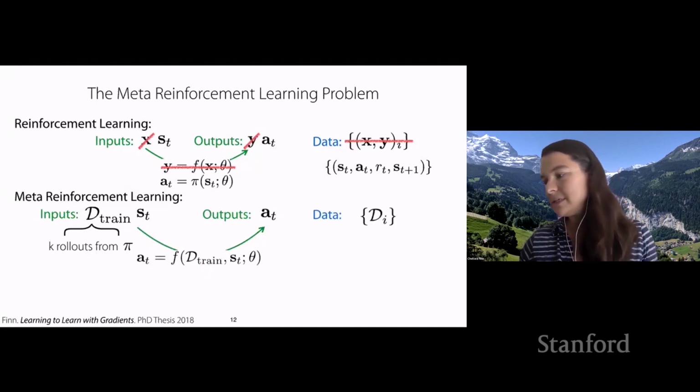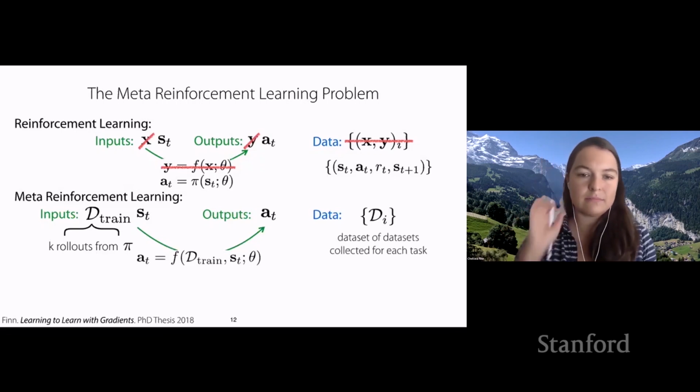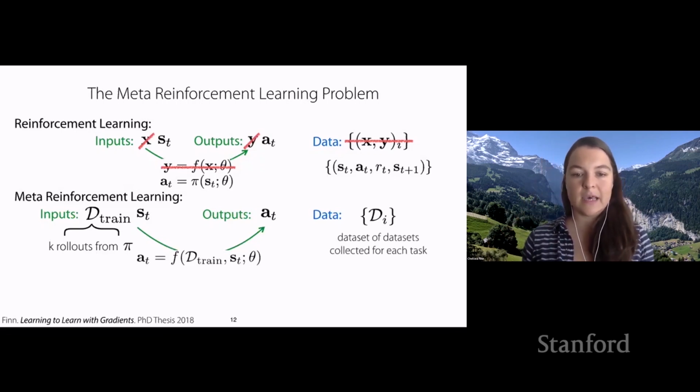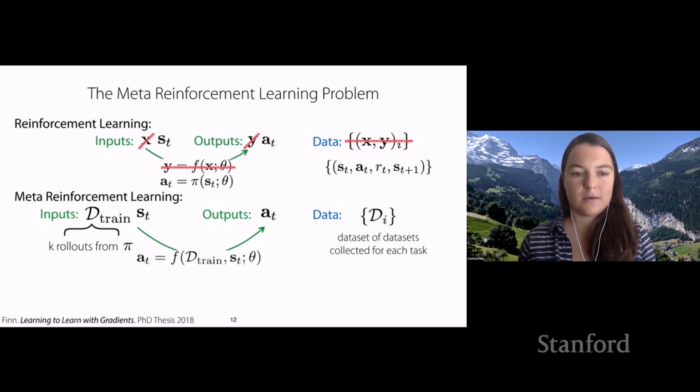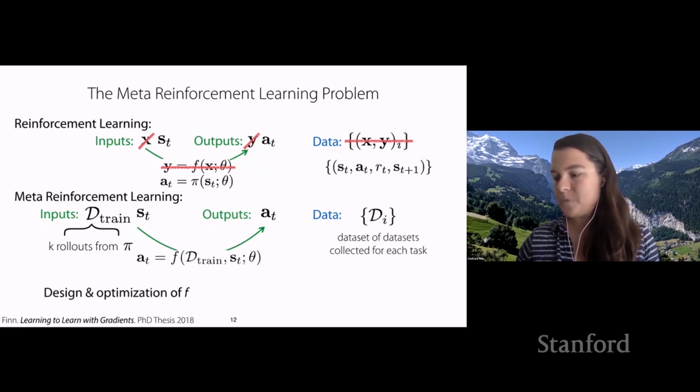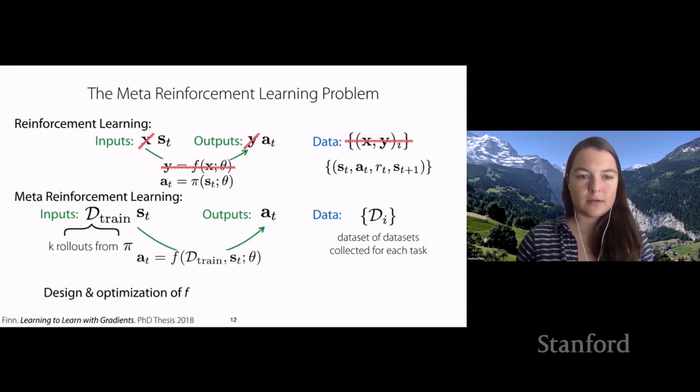And then the way that you learn this is a setting where you have a set of data sets, and each data set contains experience collected for each of the tasks. Okay, so this is one way that we can view the meta-reinforcement learning problem.